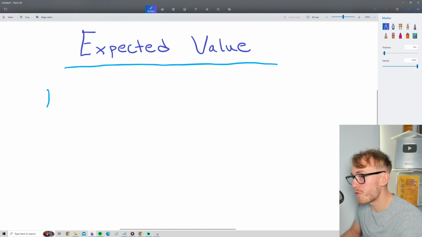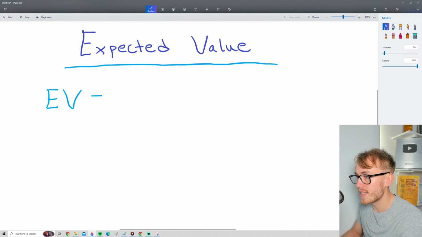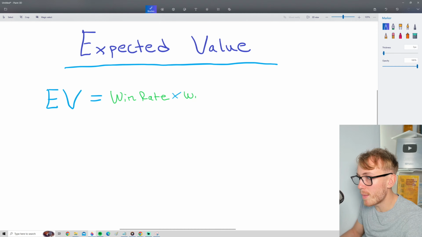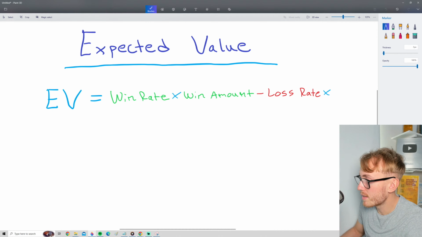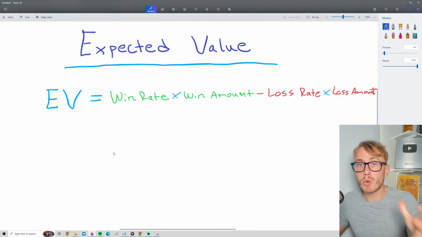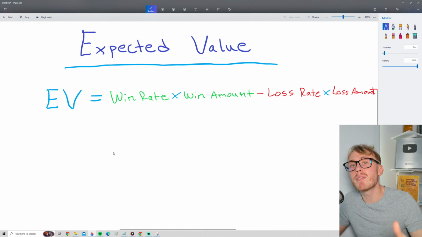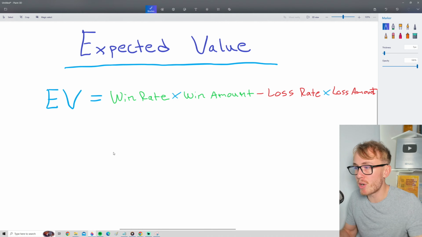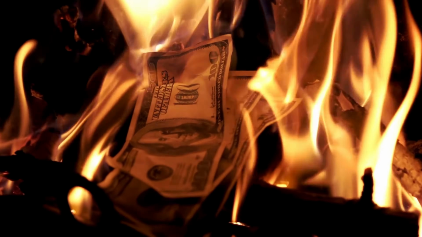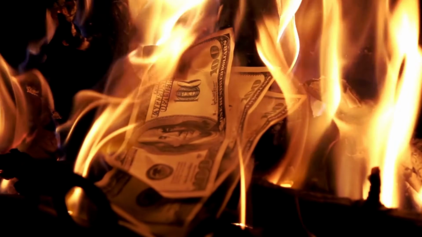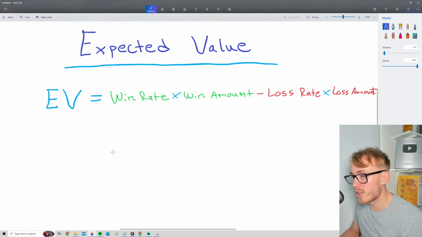Expected value, or for short EV, is equal to the win rate times the win amount minus the loss rate times the loss amount. And in order to be profitable on a consistent basis, you need to have a trading strategy that gives you a positive expected value. Without a trading strategy with a positive expected value, you have no chance of making money on a consistent basis. And to show this, let's take a look at an example.